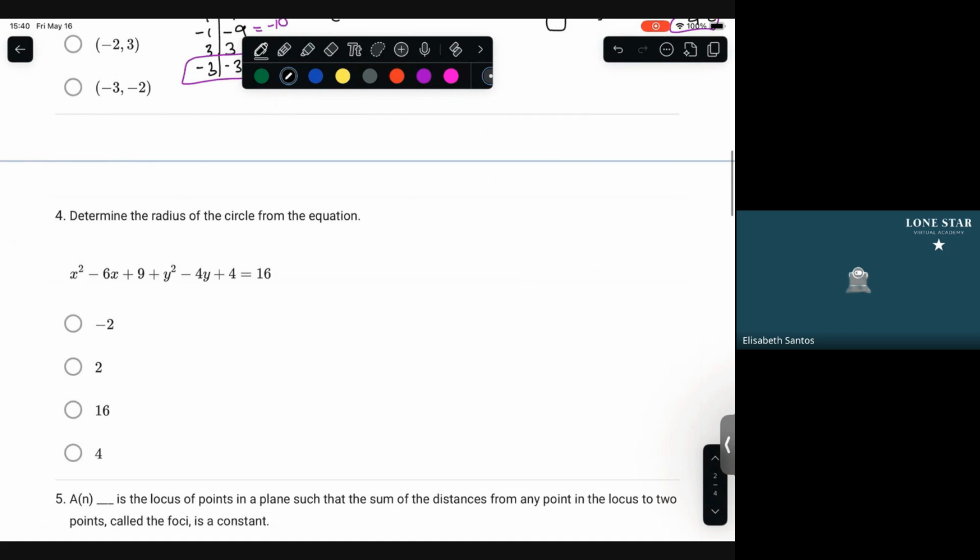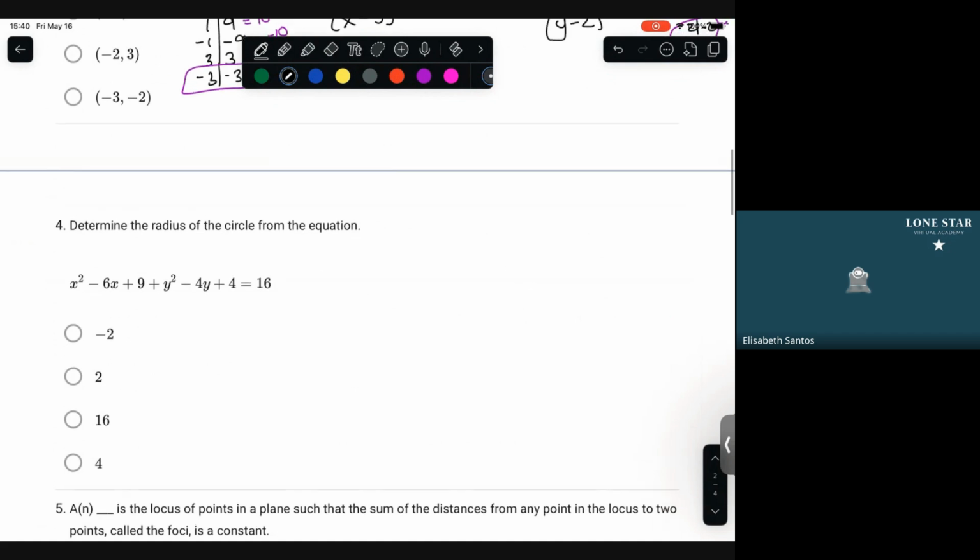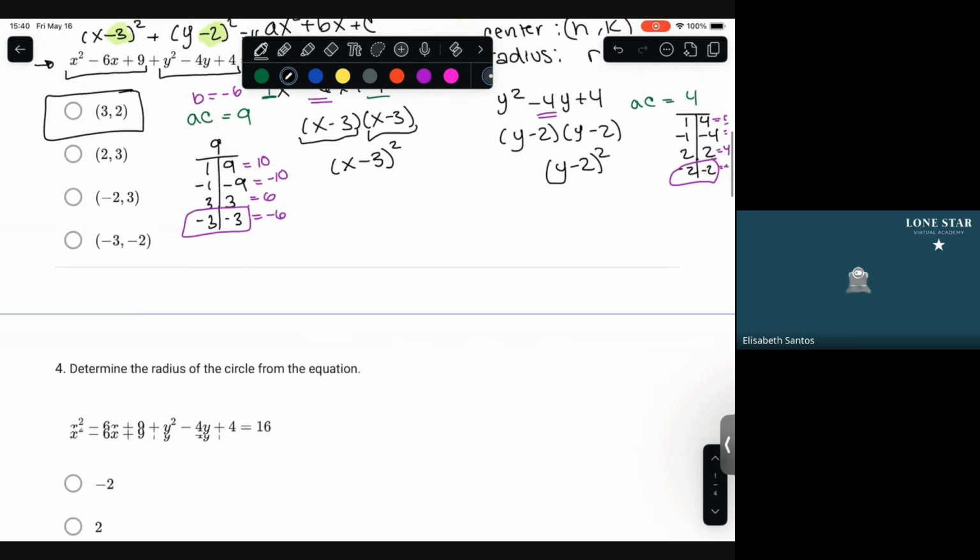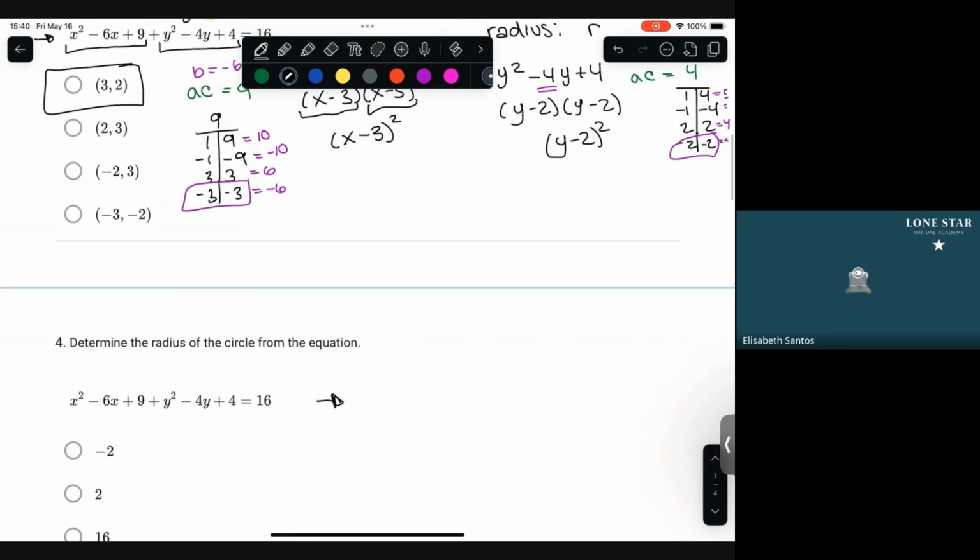Okay, so 4, determine the radius of the circle. This is the same equation that we just did. So I'm going to rewrite it as (x minus 3) squared plus (y minus 2) squared equals 16.